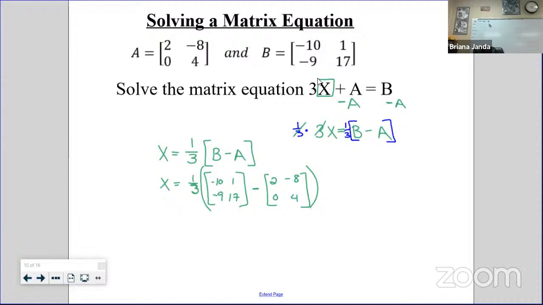So I'm going to distribute this negative through, change this to plus, and change the sign on all terms. And now I can just combine, and we will make way less mistakes doing it that way. So let's see, -10 plus -2 is -12, 1 plus 8 is 9, -9 plus 0 is -9, 17 plus -4 would be 13.